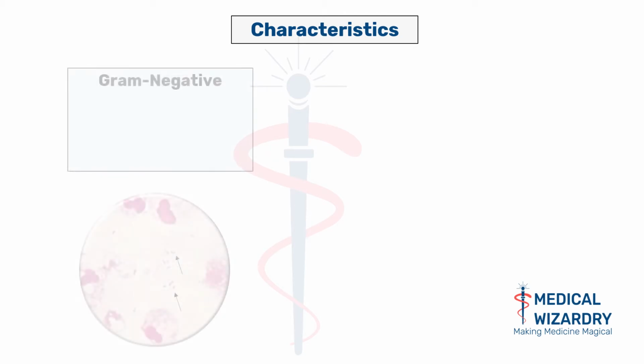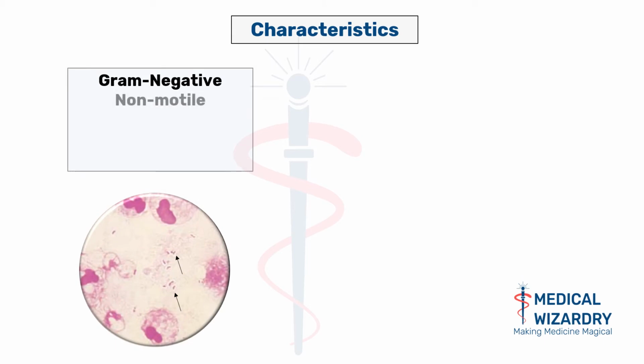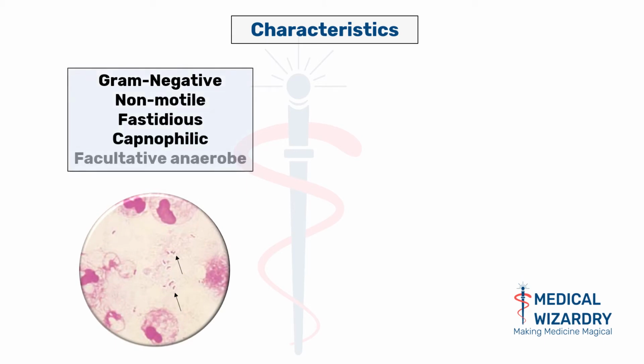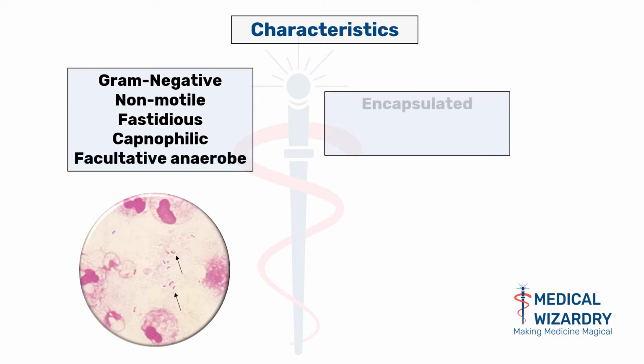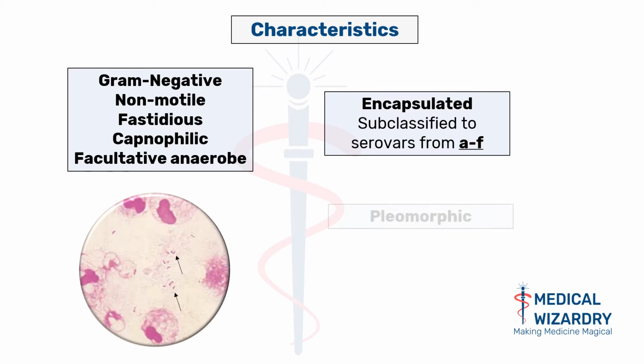It is a gram-negative, non-motile, fastidious, capnophilic, facultative anaerobe. It is encapsulated and based on the fine structure of the capsule polysaccharide, it is subclassified into serovars named from A to F. Among those serovars, serovar B is the culprit causing the infections in most instances and hence called HIB infections. It is also found to be pleomorphic, which means that they will have variable shapes and can be described as coccobacilli.